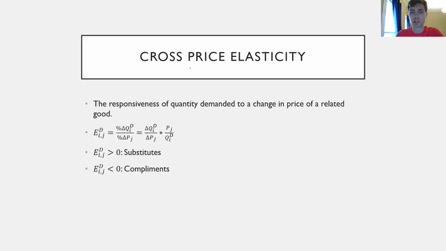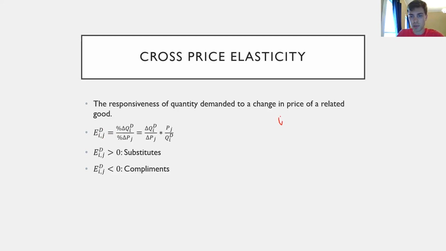Okay, so we can also do what's called cross-price elasticity of demand. Goods can be related to each other. They can either be substitutes or complements. That means that when we change the price of a good, that will change the quantity demanded of that good's complement. So we're interested in the responsiveness of quantity demanded to a change in price of a related good. We can write this as the elasticity of demand for good I relative to good J is equal to the percent change in quantity demanded of good I over the percent change in price of good J.